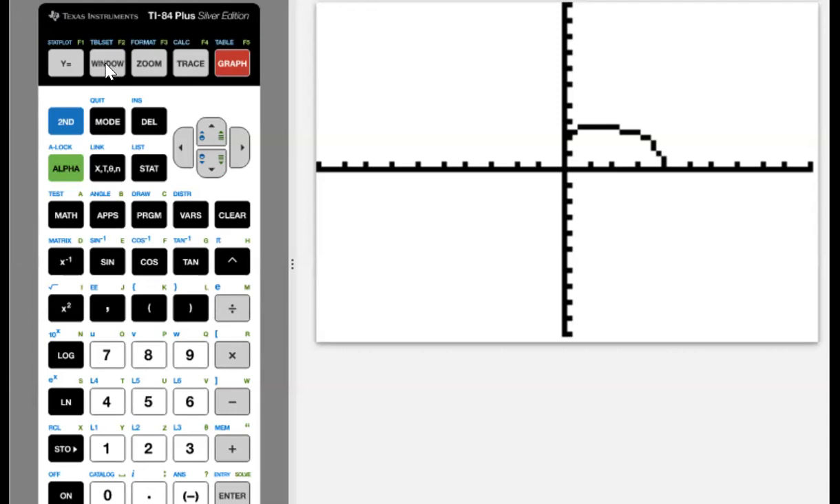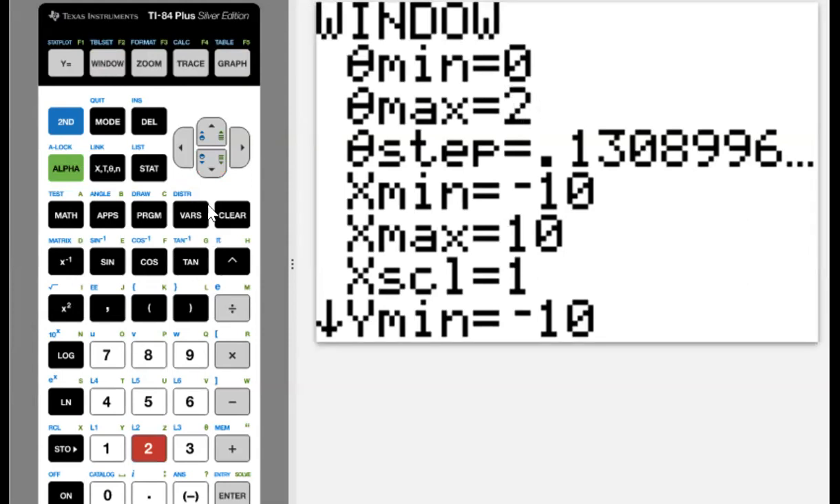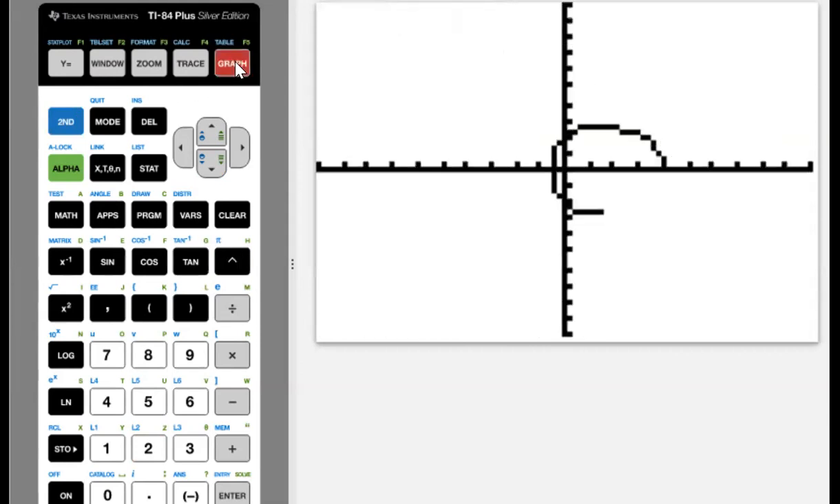Now we're going to go back to the window to get to the normal mode, which is 2 pi, theta max is 2 pi. And see the graph, we get the full polar curve.